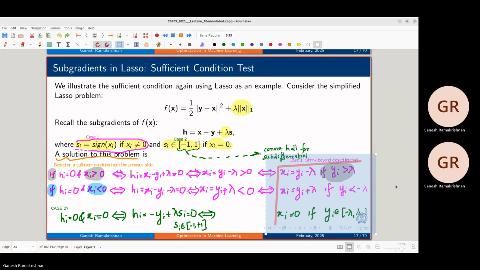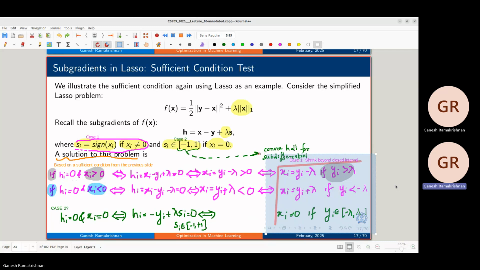Shrink it. If yi is less than minus lambda, which means it has high magnitude but it is negative, then increase it by lambda. Make it more positive. If it's too positive, make it slightly less positive. If it's too negative, make it slightly less negative. But if it's between minus lambda and lambda, it is close enough to 0. Saying between minus lambda and lambda is saying it's close enough to 0. Then kill it, right?